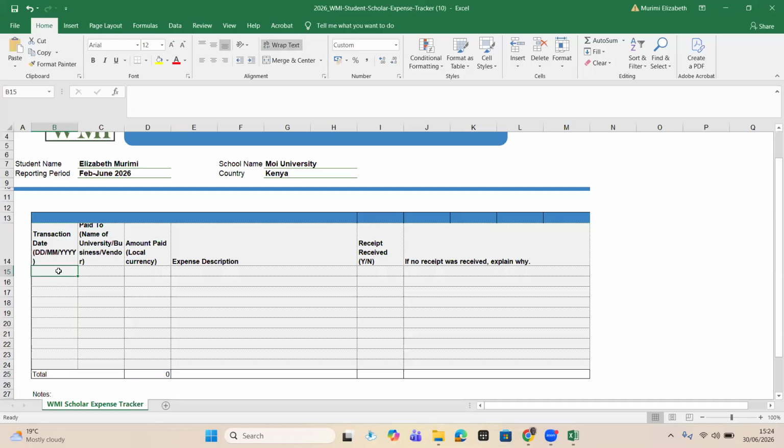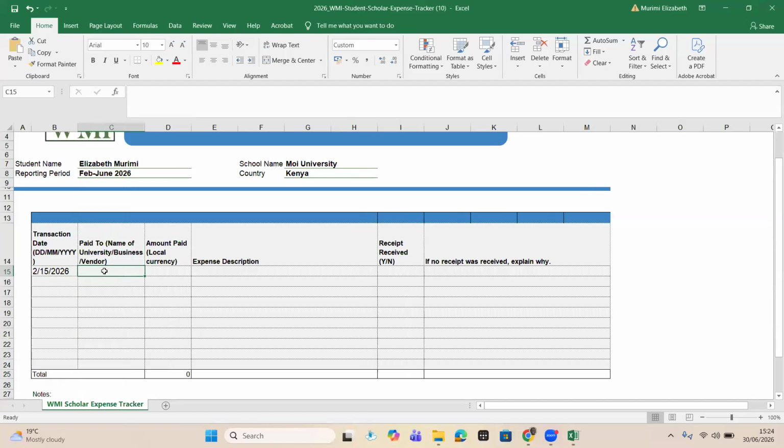So possibly when I got my February wire, the tuition was paid on, let's say, February 15th. Paid to name, that would be Moi University. And then in local currency, please put the currency here. That will be very helpful for the team. So for me, it's possibly 100,000. And then the expense description is tuition. And then, do I have a receipt? Yes, definitely I have a receipt for that.